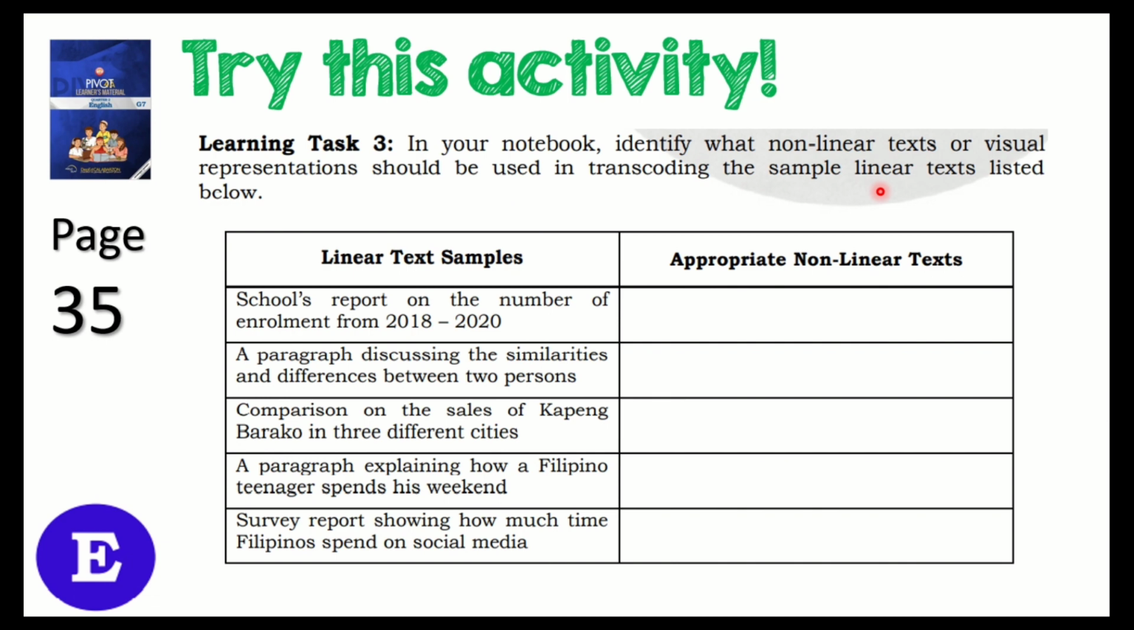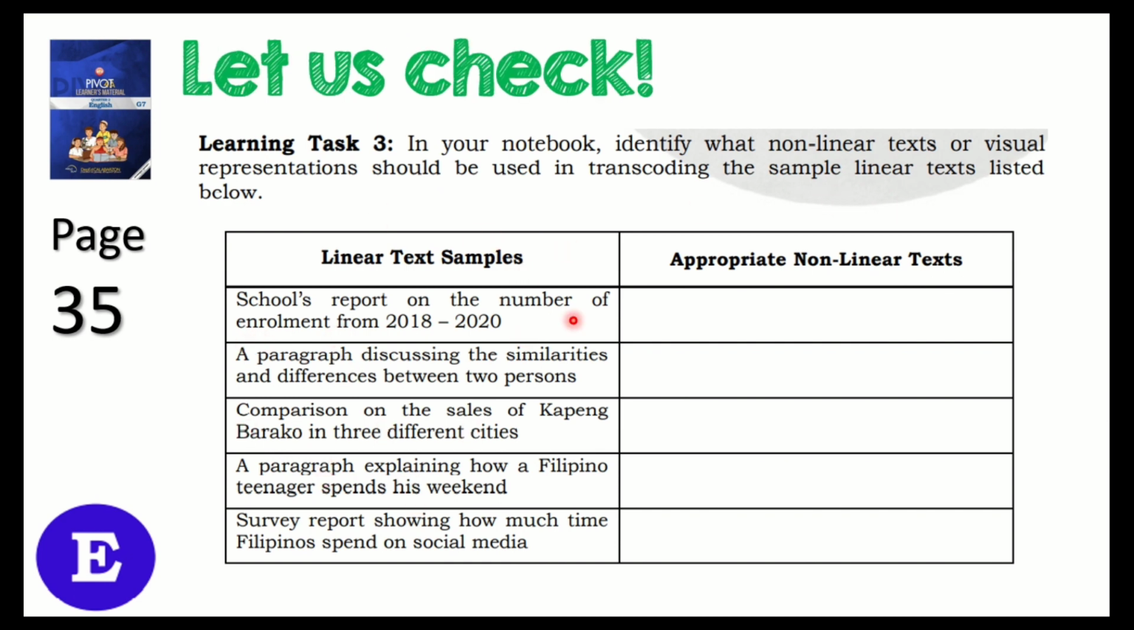Orally identify what nonlinear text or visual representations should be used in transcoding the sample linear texts listed below. School report on the enrollment from 2018 to 2020. What is the appropriate nonlinear text? Correct, line graph. We only have school report, enrollment, and the time is from 2018, 2019, 2020.